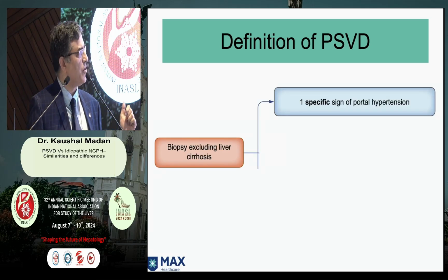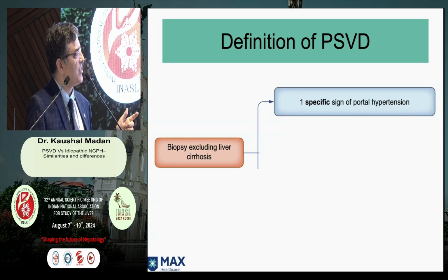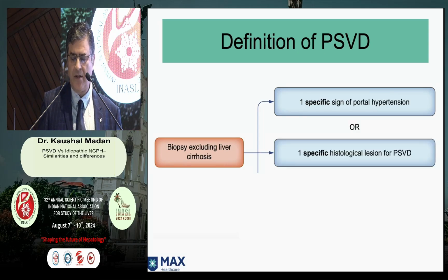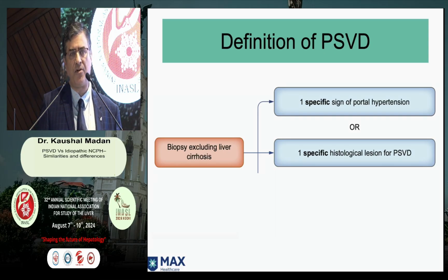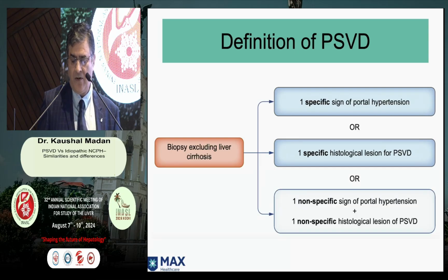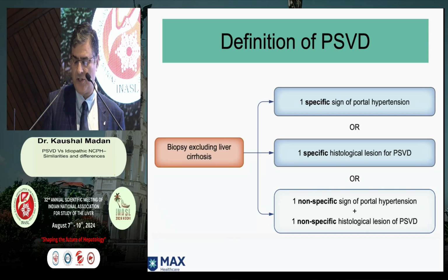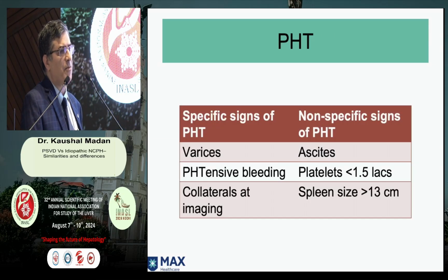Second step is to demonstrate one specific sign of portal hypertension. So exclude cirrhosis and show that the patient has portal hypertension, or at least show one specific histological lesion for PSVD, which I'll define later, or show one non-specific sign of portal hypertension and one non-specific sign of histological lesion of PSVD. So what are the specific signs of portal hypertension?